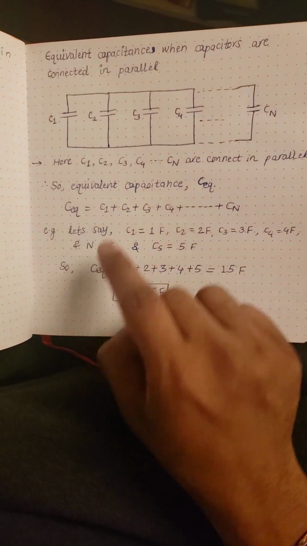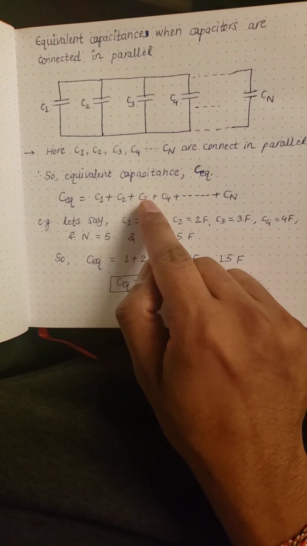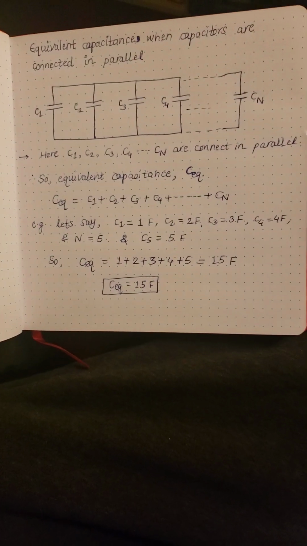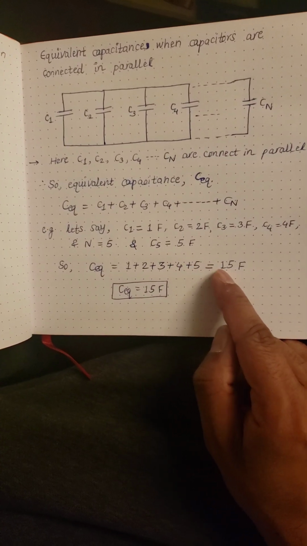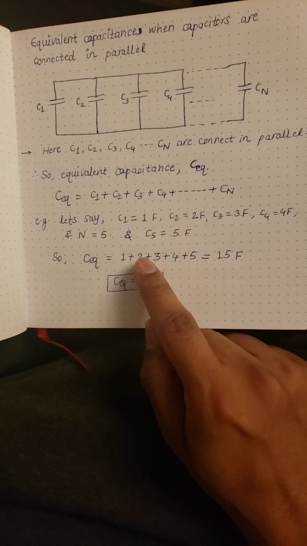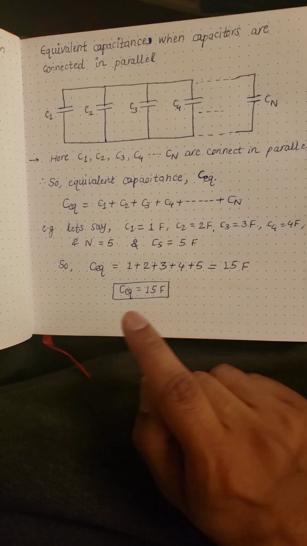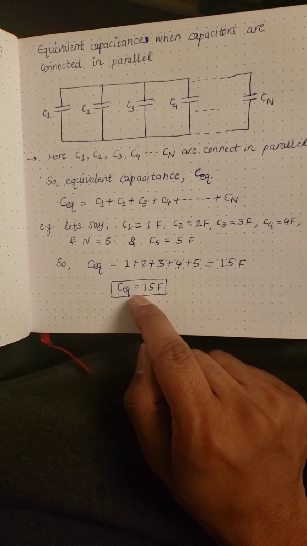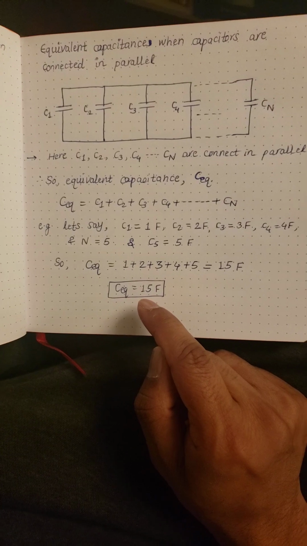So by the above formula, we can write C equivalent is equal to C1 plus C2 plus C3 plus C4 plus C5, because there are only 5 capacitances we have considered. Just add these capacitances and you will find the value will be 15 farad. 1 plus 2 plus 3 plus 4 plus 5, that is 15 farads. So equivalent capacitance is equal to 15 farad. It is very simple, as you can see.